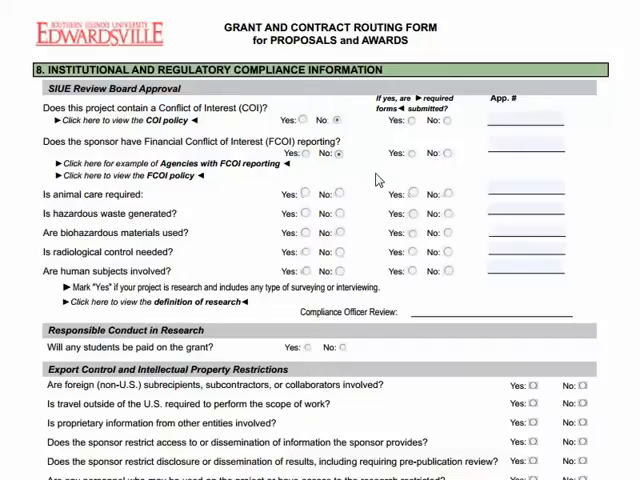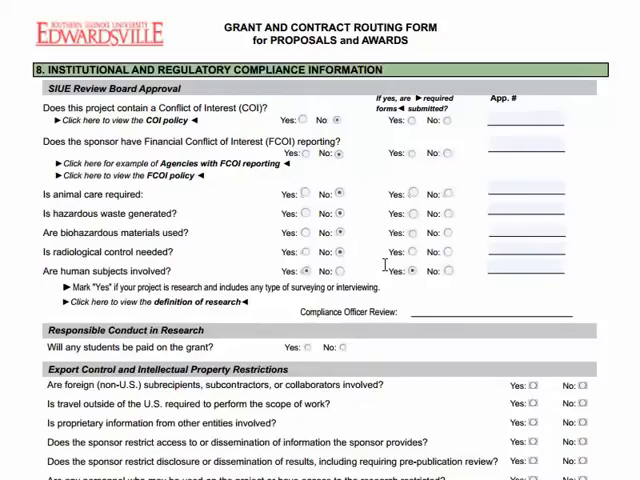In the third row, the PI is indicating that there is no animal care involved, there's no hazardous waste generated, there are no biohazardous materials that need to be controlled, no radiological control needed, but they are expecting to use human subjects in their study, and they have submitted a form to their IRB. Remember that this should be an automatic yes if you're using surveying or interviewing, but only if it applies to research. So click on that second link below to make sure that your project fits the definition of research.